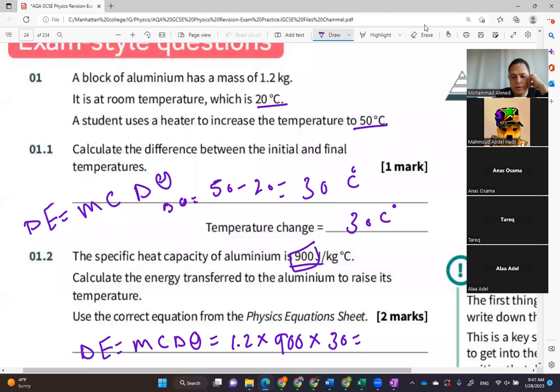So when you multiply m, which is 1.2, by c, which is 900, by delta theta, which is 30, you're gonna find the answer is... no, 32,400. Don't forget the unit, joule. Nada and Bisan, you got it?